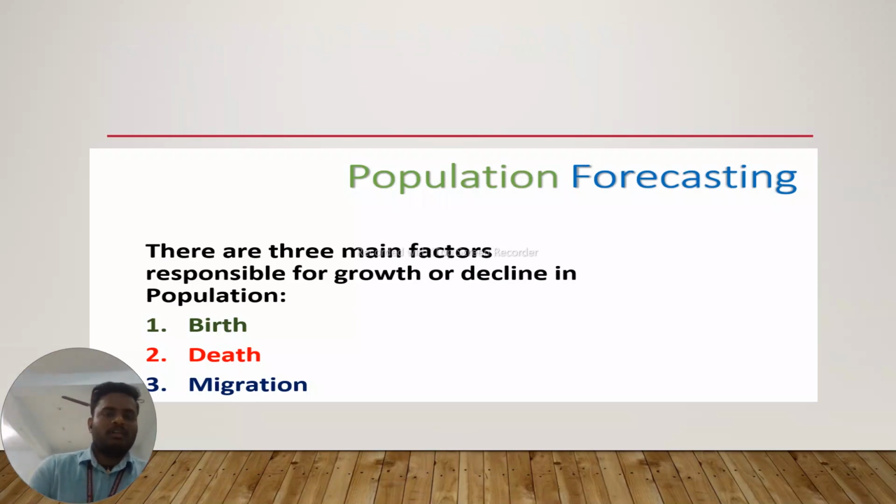Then we calculate the population forecasting. So what is the importance of population forecasting? These are the three main factors responsible for growth or decline in population: birth, death and migration. So we have to calculate based on these three: birth, death, and migration.